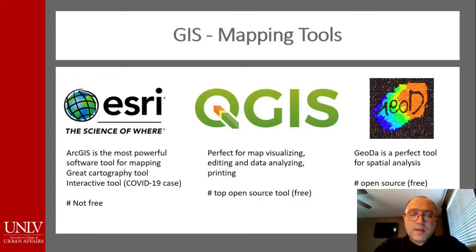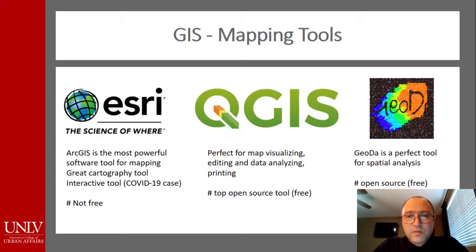And the second one is QGIS. QGIS is open source software. It needs low capacity on your computer, and you can easily add a layer, edit, and analyze data in QGIS. It has great options to do any type of analysis, and it also has nice printing options, and it's free to use.